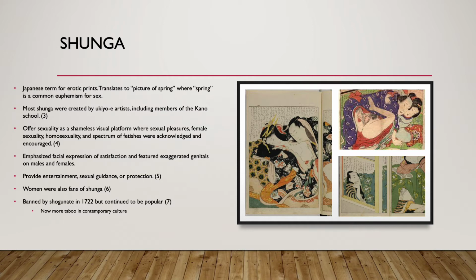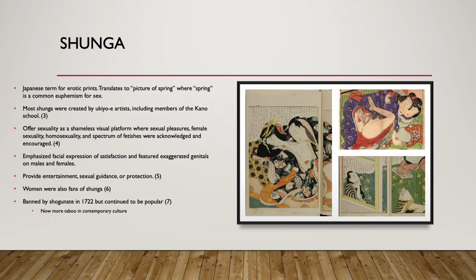These depictions were reflective of the chonin's sexual mores during the Edo period. The shunga images often emphasized facial expressions of joy and satisfaction and featured exaggerated genitals on males and females. Its primary use was for viewing and sharing the paintings or books with close friends or sexual partners, with the purpose to provide entertainment, sexual guidance, or even charms for protection. This means that shunga was a personal property owned by people of all types from different classes, and thus most likely normalized by commoners in society.